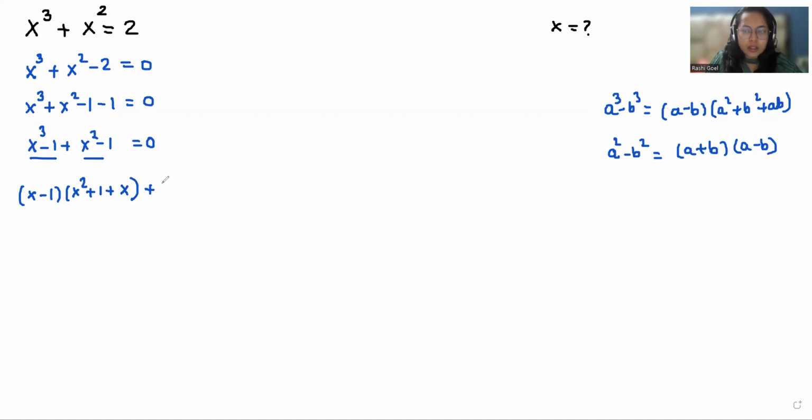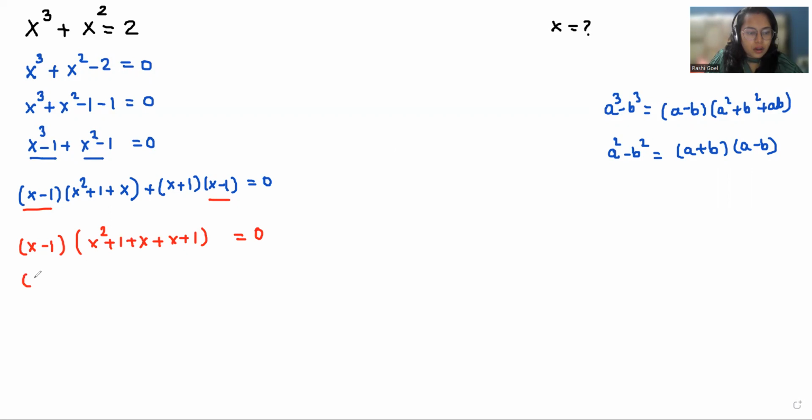Now the second one is x plus 1, x minus 1 is equal to 0. Now I can take x minus 1 common. So what is left? x square plus 1 plus x plus 1 is equal to 0. Now x minus 1, x square plus x is 2x plus 2 is equal to 0.